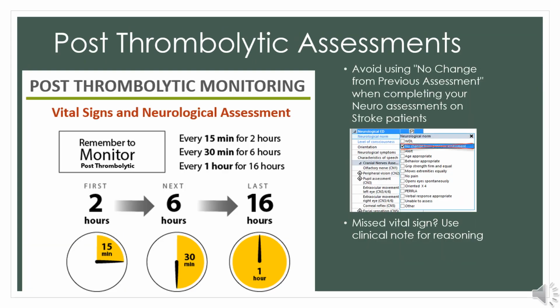For patients who have received thrombolytics for stroke, be sure to document a full neuroassessment along with vitals every 15 minutes for the first 2 hours, followed by every 30 minutes for the next 6 hours, then every hour for the last 16 hours. This equates to a full 24 hours of frequent assessments post-thrombolytic administration. It's important that you also clearly communicate the timing of these assessments during nurse handoffs.